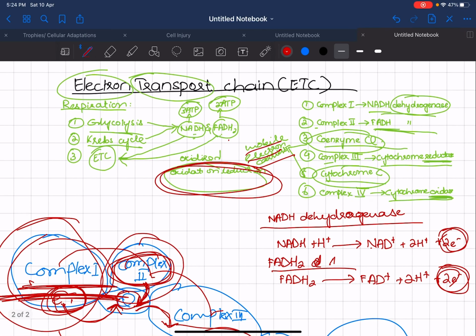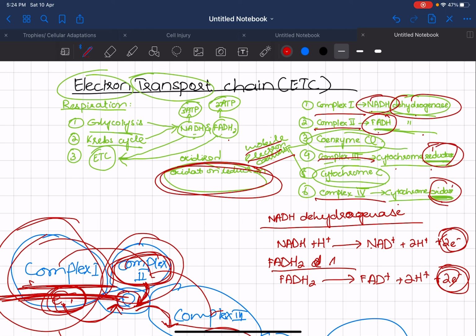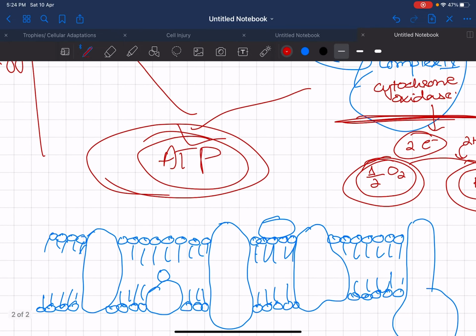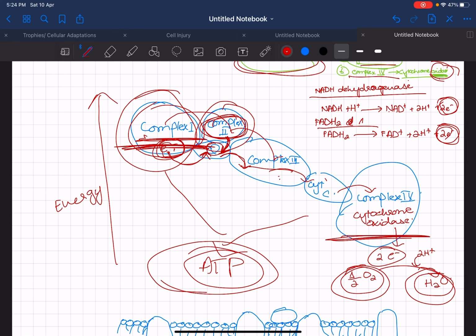We have different components of the ETC, complex 1, 2, 3 and 4, and I told you a way of remembering them. The first one is NADH dehydrogenase, the second one is FADH dehydrogenase, then cytochrome reductase and cytochrome oxidase. So you should remember just NADH and FADH2 here, reductase and oxidase here. All right, and we have coenzyme Q and cytochrome C, and they are just mobile carriers. Okay, until here we are done. Moving on to the next topic: how this ETC is able to produce the ATP. We're going to discuss that.